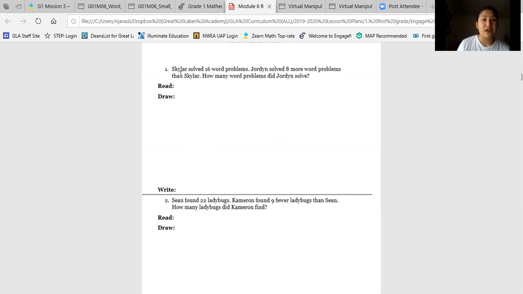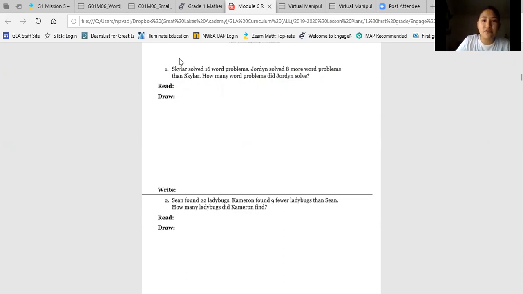We're starting with the word Skylar. Your voice is on. Get ready. Go. Skylar solved 16 word problems. Jordan solved 8 more word problems than Skylar. How many word problems did Jordan solve? Go ahead and pause and use a double tape diagram to solve this one, just like we did the other one. You got this. Nice job.